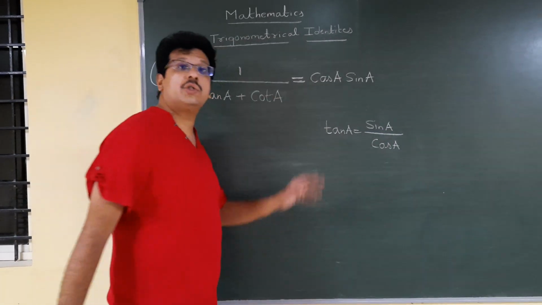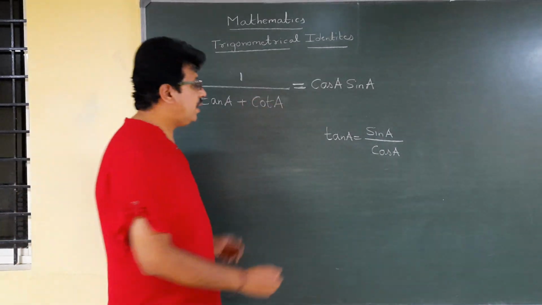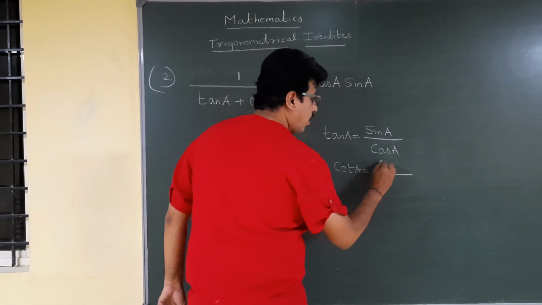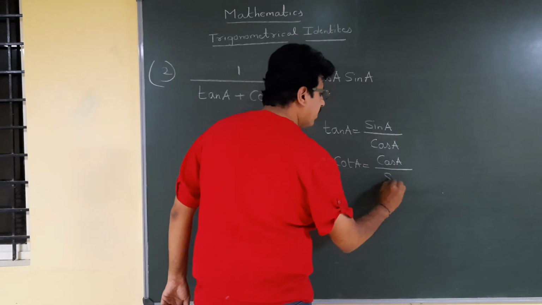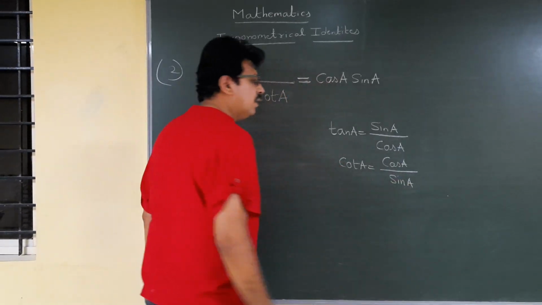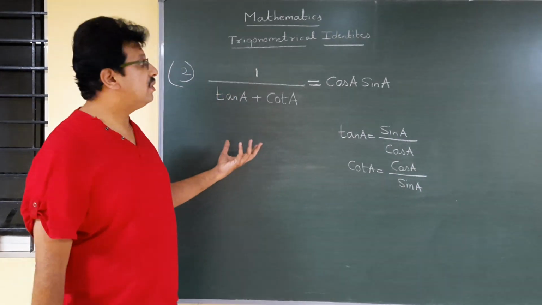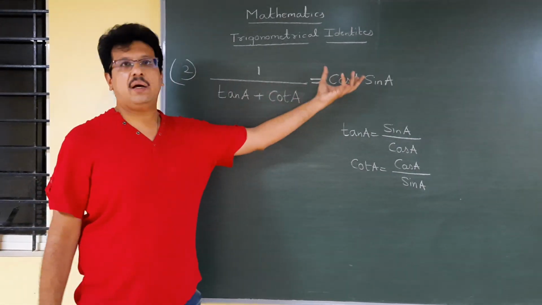This is called a quotient relation. And cot A can be written as cos A by sin A. I am writing tan A and cot A in terms of sin and cos. So what is the reason? I am taking the left hand side and putting the right hand side.